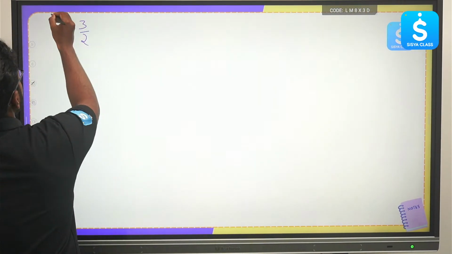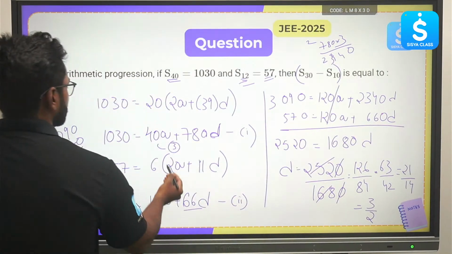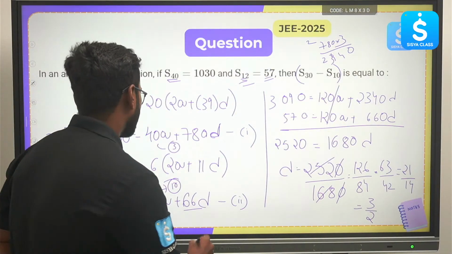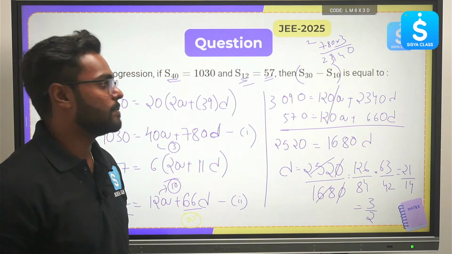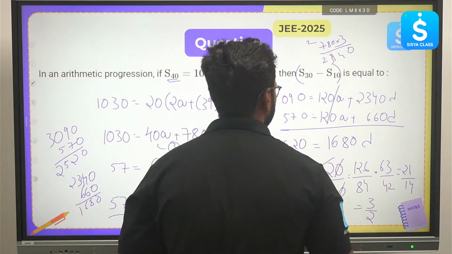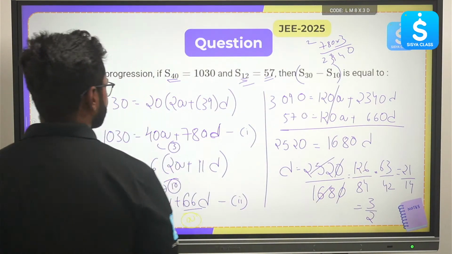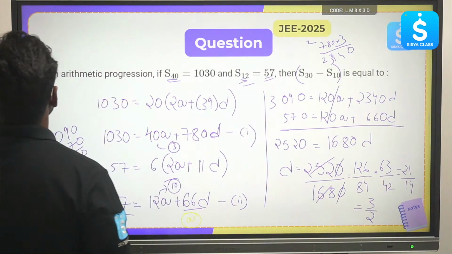Let me tell you what we have done here. We have used both equations, multiplied with 3 and multiplied with 10, to make the coefficients of A the same. Then we subtracted both the equations, by which we got the value of D. Now let us try substituting the value of D in the second equation.